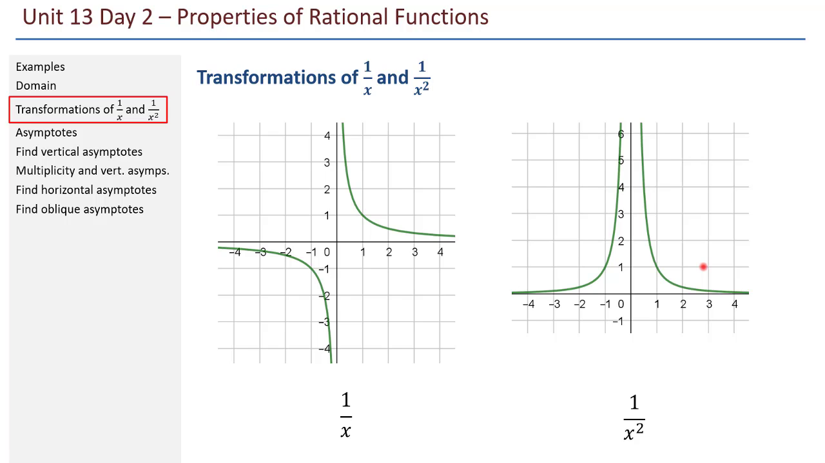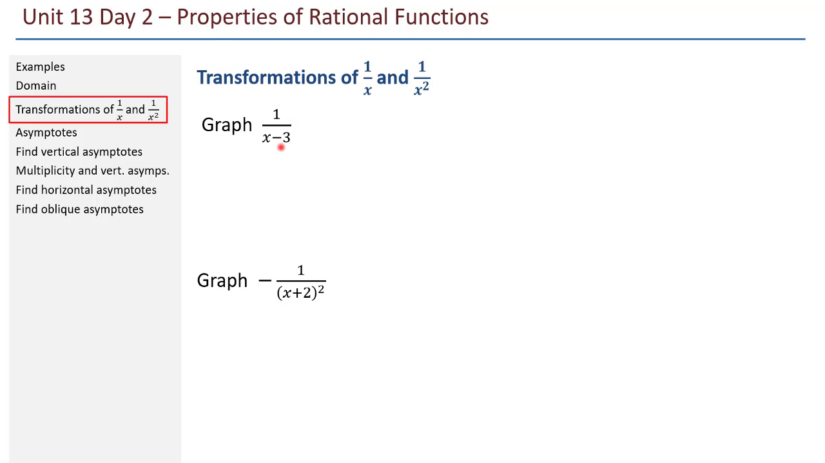Transformations. 2 of the most basic rational functions are just 1 over x and 1 over x squared. And you can see their graphs here. Try to plot a few points to convince yourself that these are really the correct graphs. Well, we can do transformations of these to get a lot of basic rational functions that we see often. Here are some examples. How would I graph 1 over x minus 3? Or how would I graph negative 1 over x plus 2 squared?